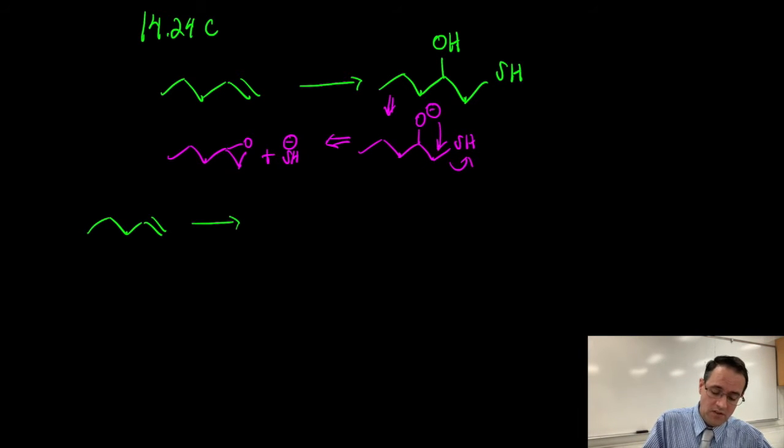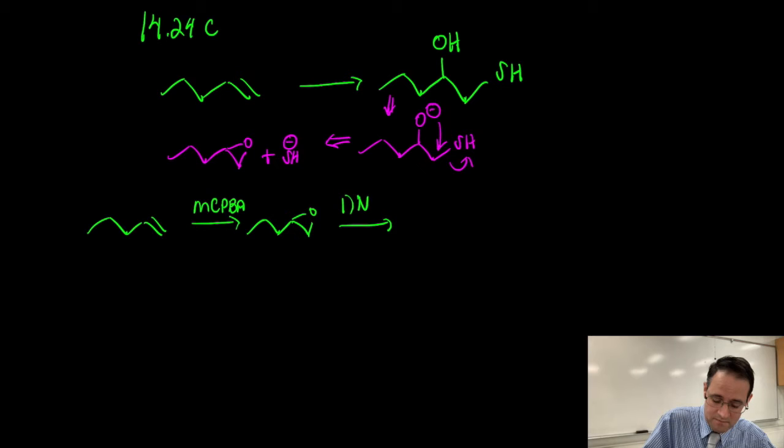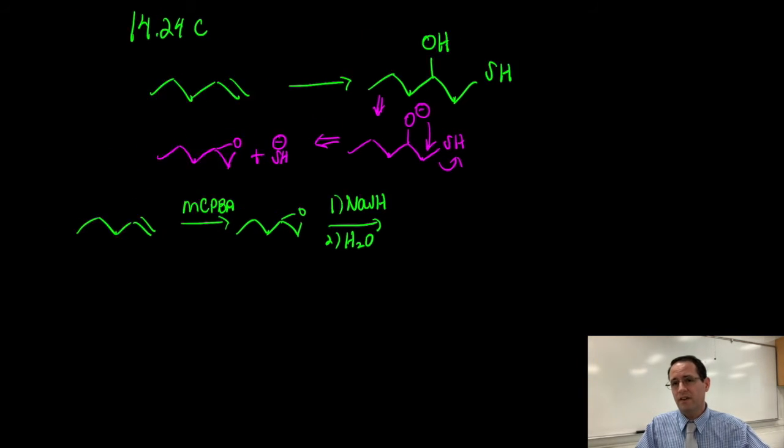So I think you can see the procedure we need to do here. We need to take our 1 pentene, treat this with MCPBA to make the epoxide, and then treat this with NaSH, followed by water. The neutral water. The water is there to neutralize the alkoxide and give you the neutral product.